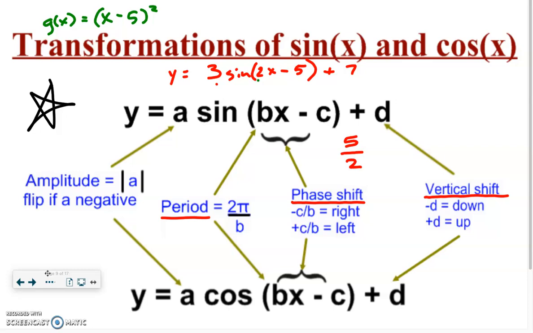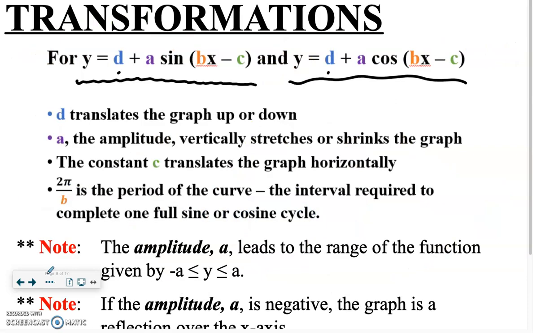Now here, hopefully you view this as good news just like I do. The whole idea of A, B, C, and D, the whole idea of how to find the amplitude, period, and then our shifting side to side or up and down, it doesn't matter if it's a sine function or a cosine function, they work identically. Okay? They're the exact same. All right, so let's go back to that previous slide.